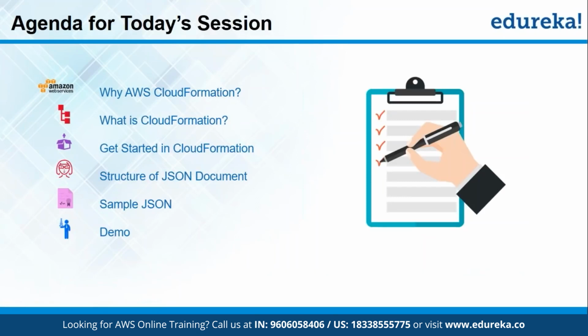Now among those things you have a JSON document. So we'll be learning how to create a JSON document. Before that, we'll be seeing the structure of a JSON document. Once we learn the structure, we'll see how a sample JSON document looks. And in the end, we'll be doing a demonstration. In the demonstration, we'll be doing two demos. The first one will be a really simple one, and the other one will be a little advanced, right?